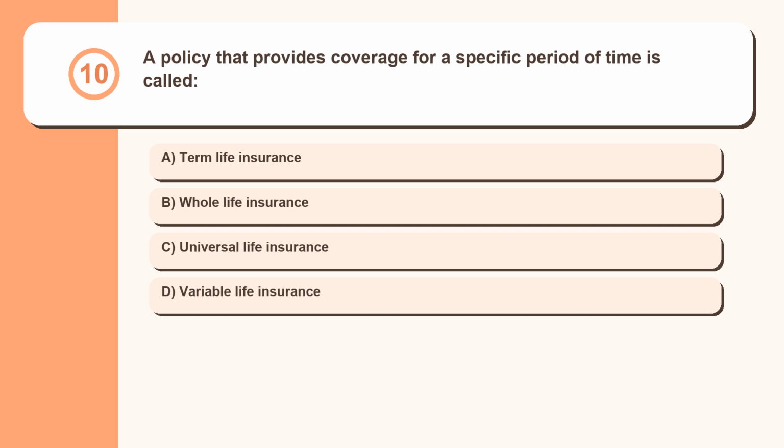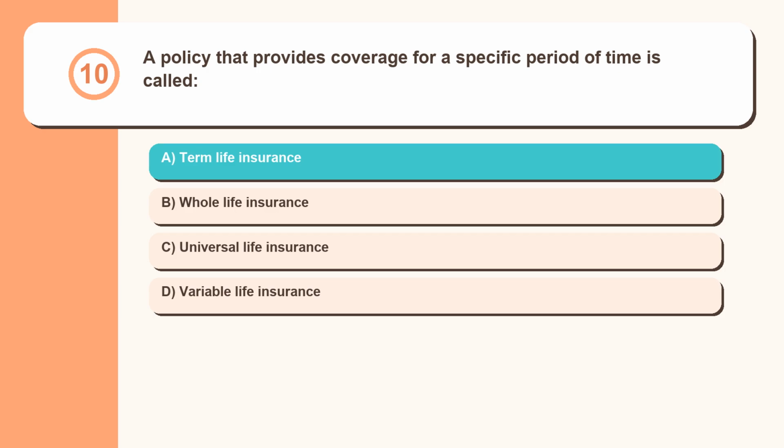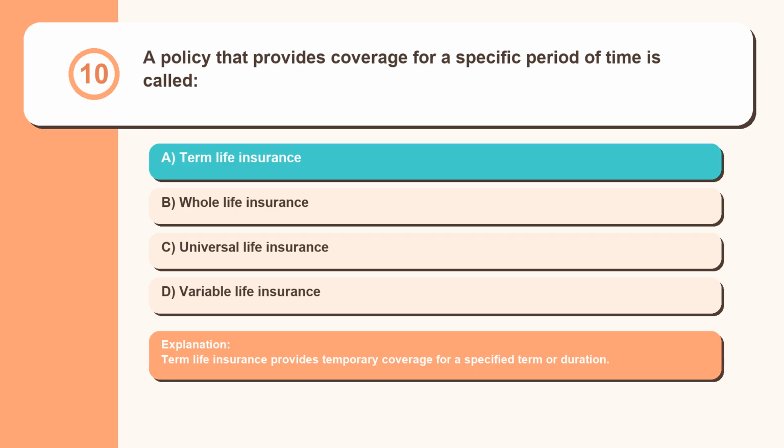Question 10. A policy that provides coverage for a specific period of time is called term life insurance, whole life insurance, universal life insurance, variable life insurance. Term life insurance provides temporary coverage for a specified term or duration.